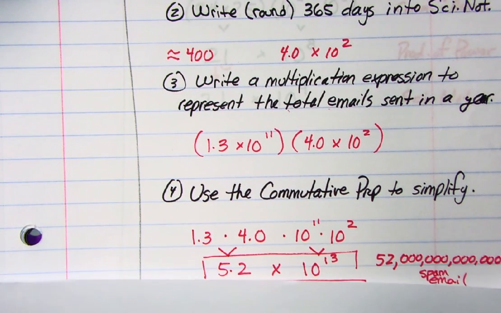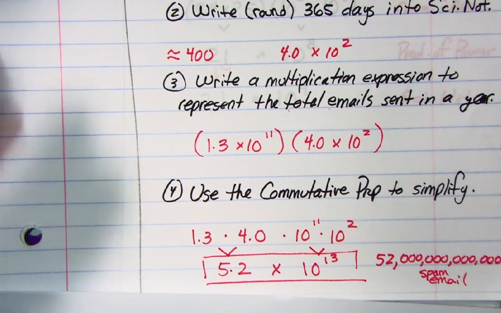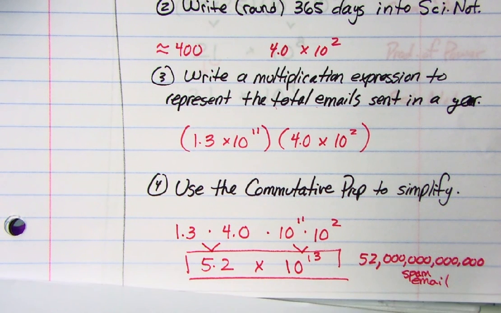So 1.3 times 4.0 is 5.2. 10 to the 11th times 10 to the second power is 10 to the 13th. And that's scientific notation, but all written out, that's this humongous number right here. That's how much spam email is sent out every year.